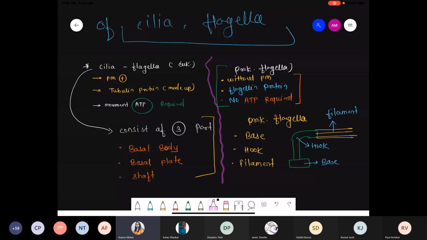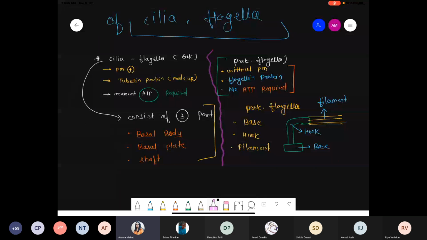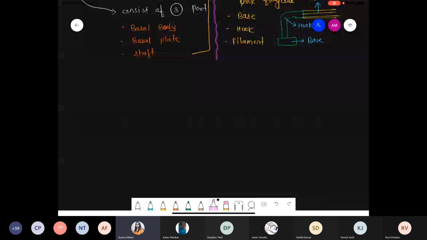Directly, we are talking about the structure of cilia and flagella and what the meaning of 9+0 arrangement is. You might have got an idea from the name. 9+0 means nine present over the periphery and none at the center. Microtubules.